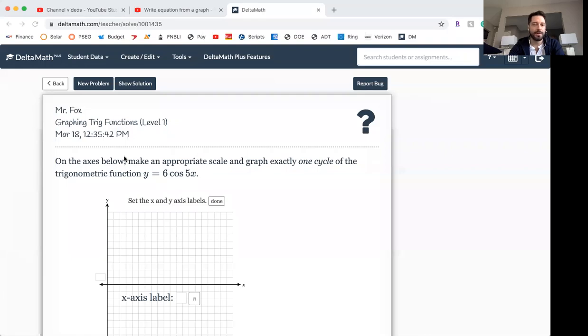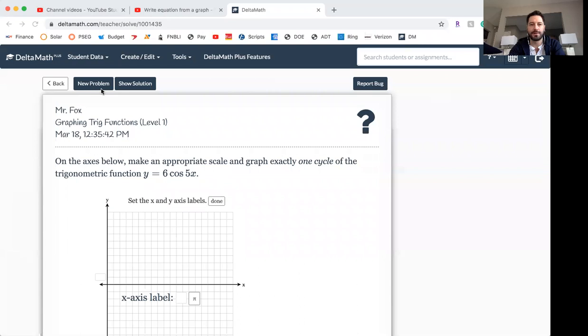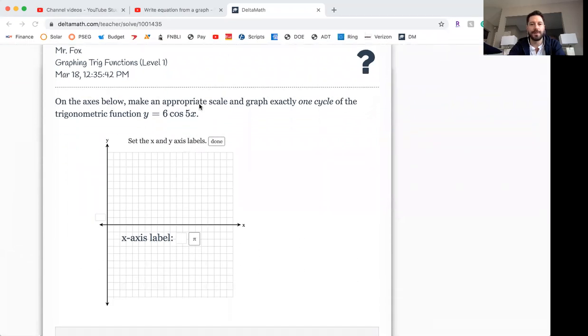Okay, welcome. I'm going to show you guys now how to graph a trig function, and we're going to do it really carefully. It shows up a lot on the regions, really important to do. So here we go. It says, on the axes below, make an appropriate scale and graph exactly one cycle of the trig function. This is where I pulled the problems from in the original main lesson, but I'm going to show you just how to do it here because it's a little tricky.